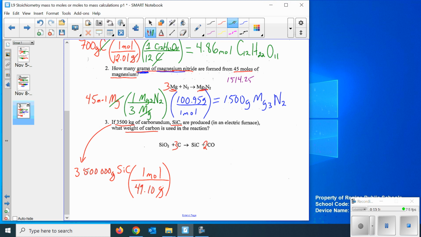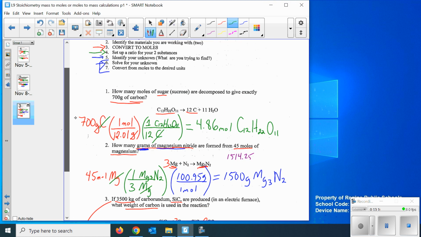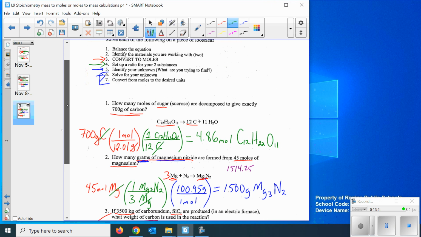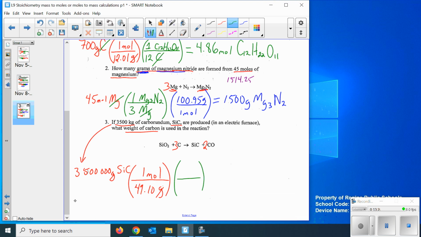I need to set up the ratio for my two substances. What am I trying to find, basically? I have this in blue initially, but really, I do these two things at the same time. So I get rid of SiC. That's a 1. I want information about carbon. This is sort of the next thing: identify what you want to find the information about. 3 carbons. Good. If I stop now, I have moles of carbon.